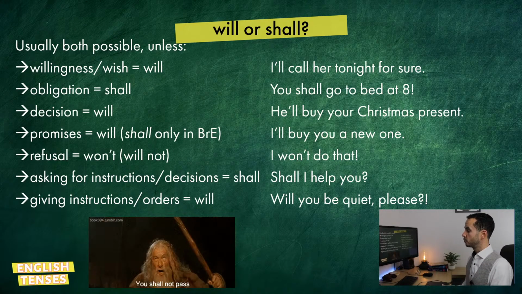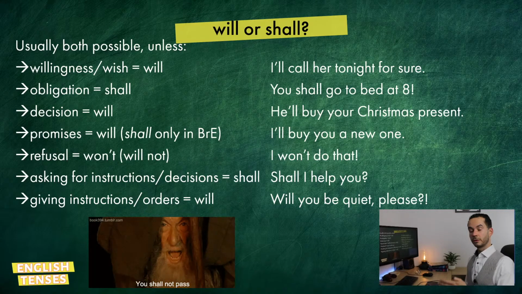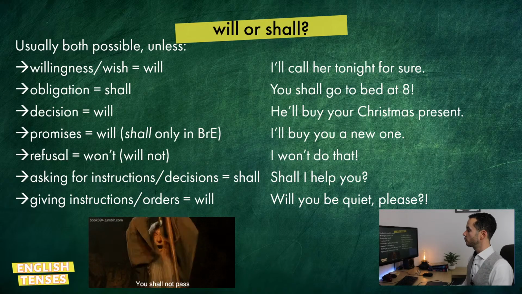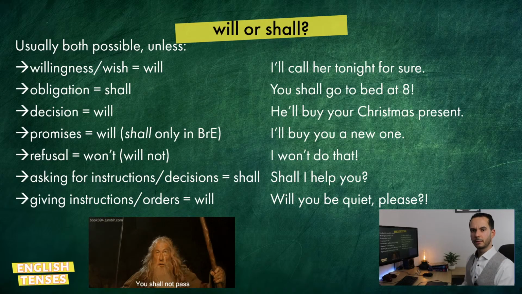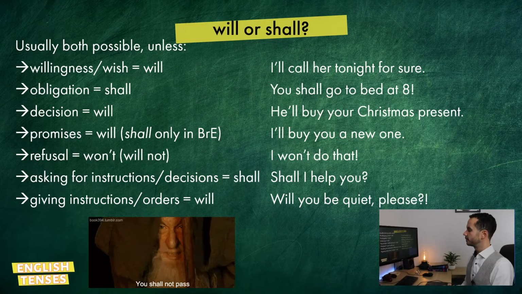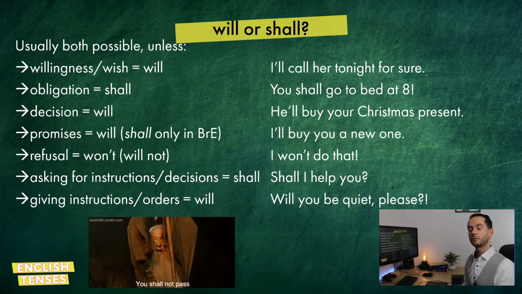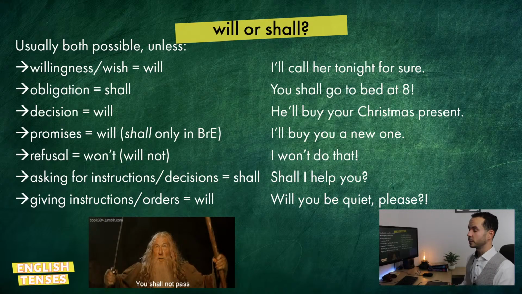The same is true for when we give instructions and orders. So when we give instructions and orders, we use will. So you say, will you be quiet, please? That's an instruction. And for instructions, we use will.